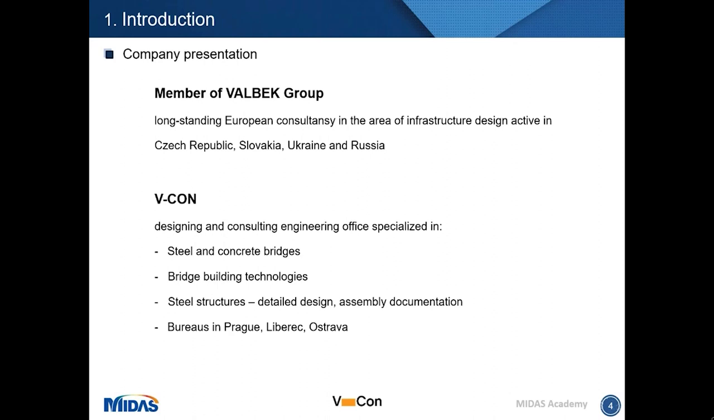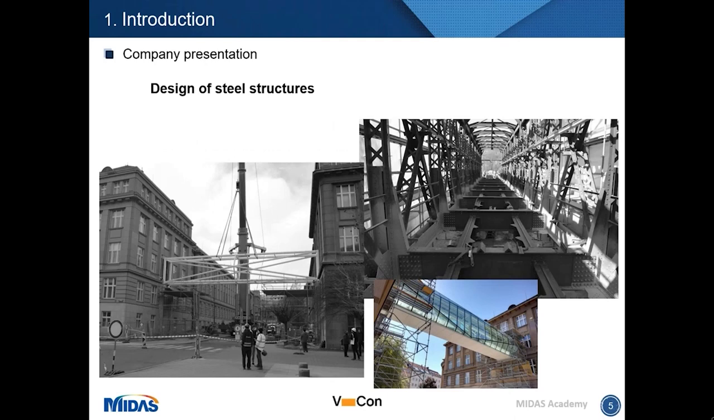Here are a few examples of our recent projects. On the left photo, you can see the connected bridges between two old buildings in the Prague University campus. And on the right, there is a reconstruction of a 100-year-old riveted bridge. These are projects we are now finishing and they are going into service.